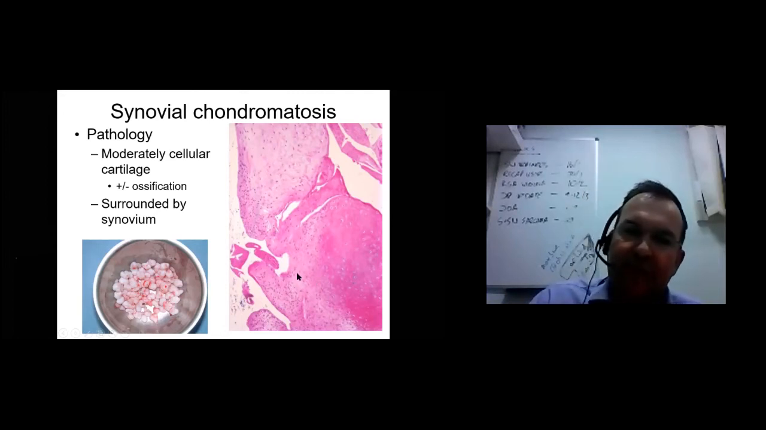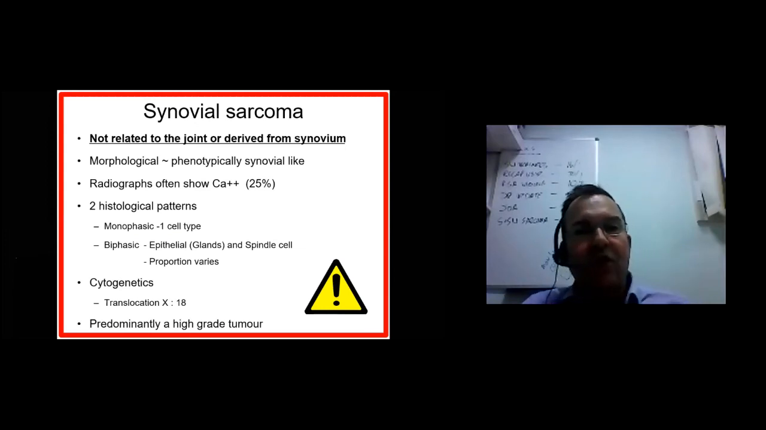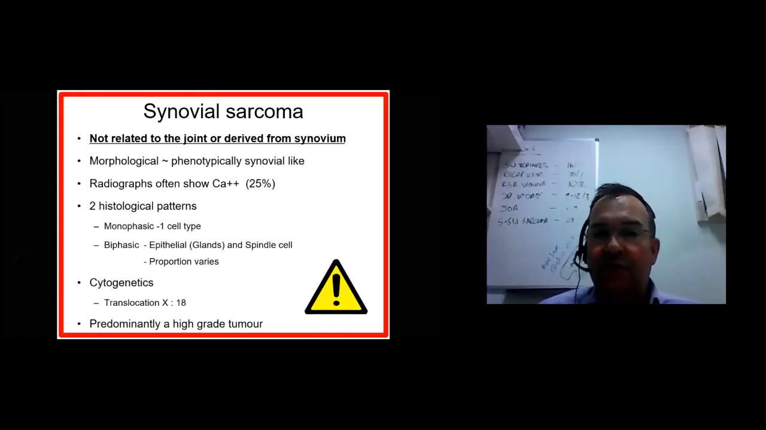any dedifferentiation within them. Now, the important takeaway point for synovial sarcoma, so this is the malignant variant of this, is that when this was originally named, it was thought to arise as the primary pathology from the synovium itself, but it's later been found that this is not the case, and actually it's just synovial-like. There are two histological patterns, a monophasic and a biphasic type with the characteristic X18 translocation, but this is one of the really aggressive soft tissue sarcomas.